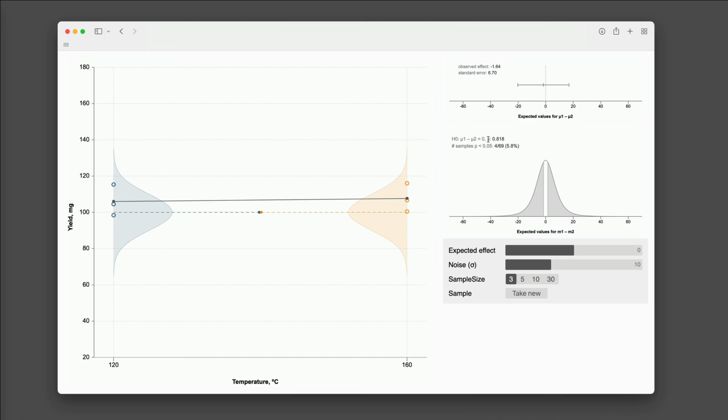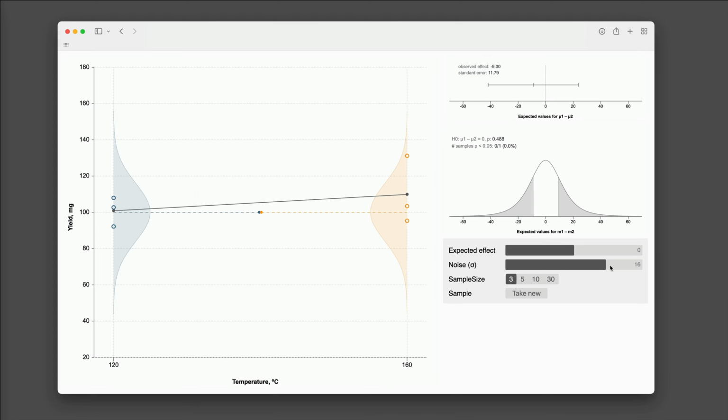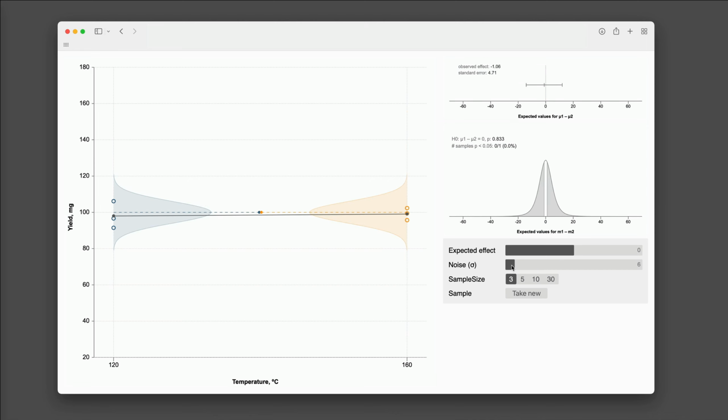And this 5% doesn't depend on anything. I mean, if you change the noise, for example, if you make it bigger, let me make it smaller, right? So the noise is smaller. When the noise is smaller, it also means that the standard error is smaller. And the ratio is more or less the same.